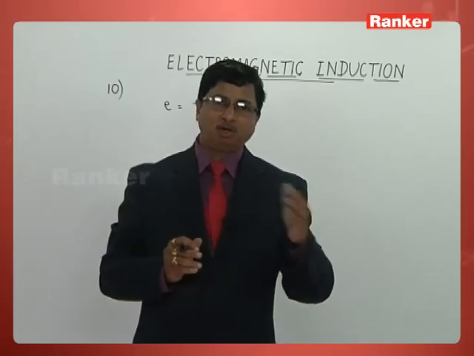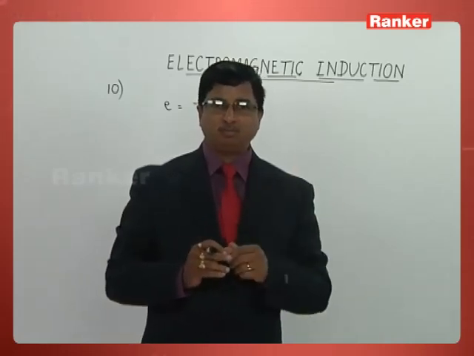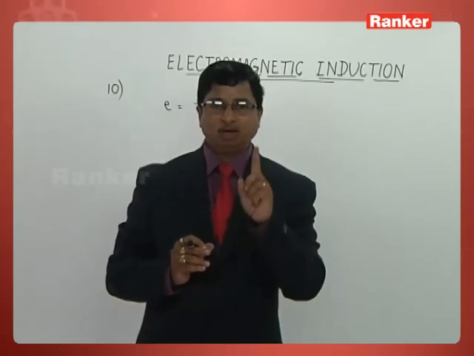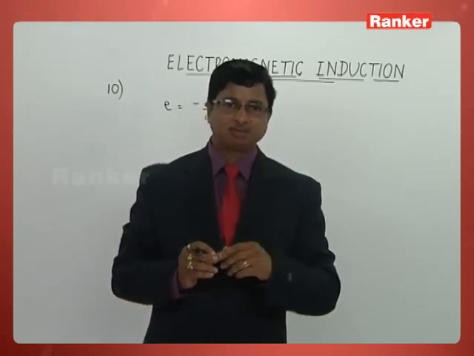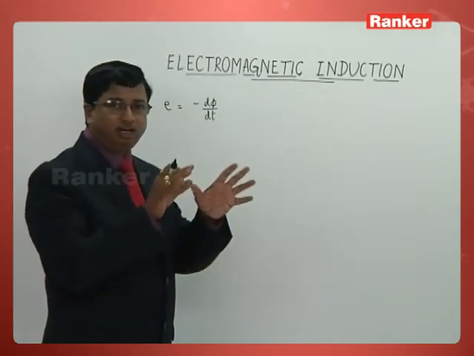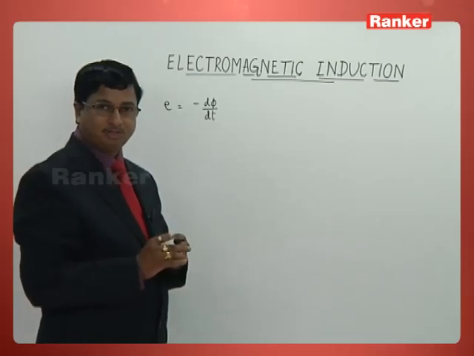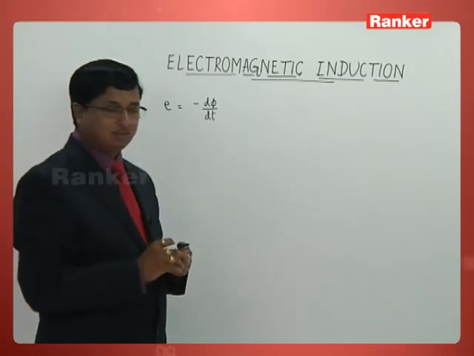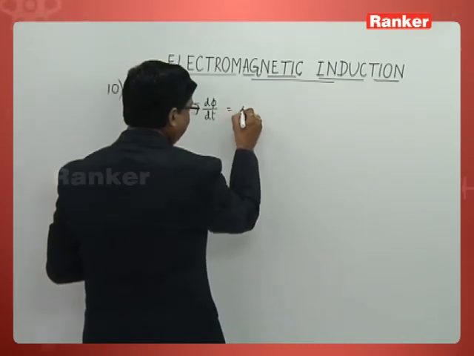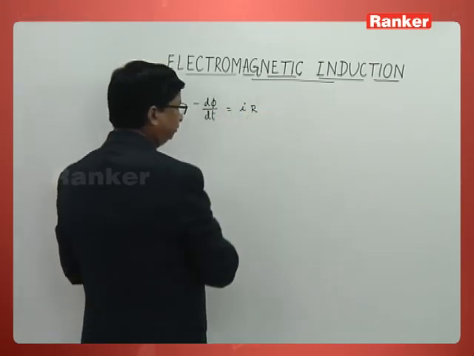Whatever be the model of the problem, let them give. That is a different issue. But there is only one formula overall in this chapter. That is this one. That only we used to write in different ways, in different forms. So if you look at d phi by dt, this now can be written as IR.